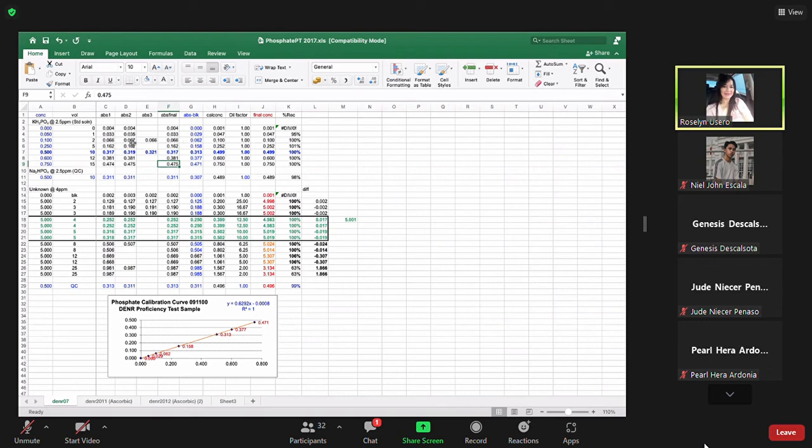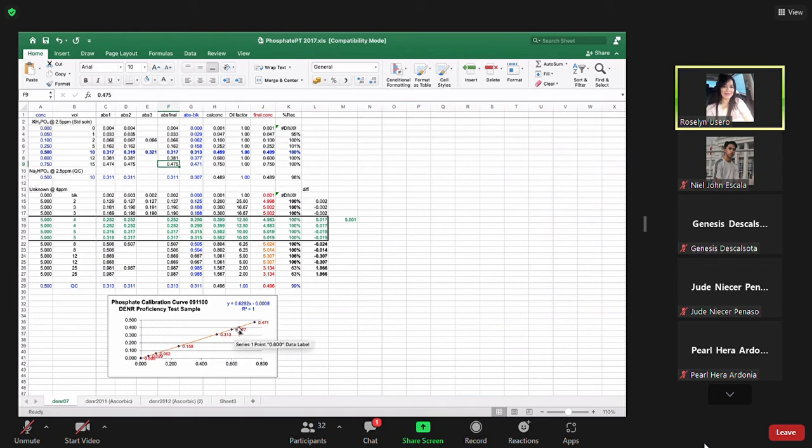After that, i-graph nyo na dayon. So this is absorbance here, the y-axis, and the x-axis is the concentration. Sang imo na, amo ni siyang imo working standard. Next, so you have the concentration. After that, you graph the points.